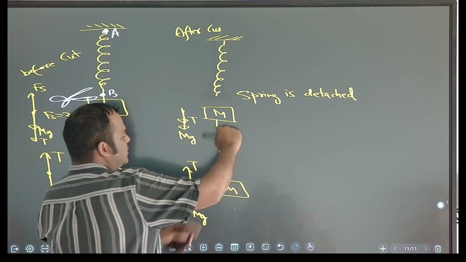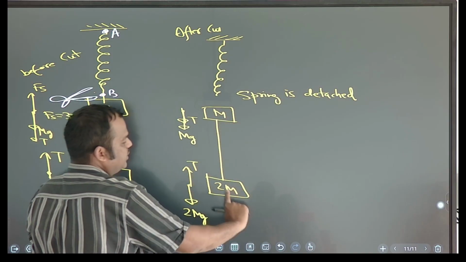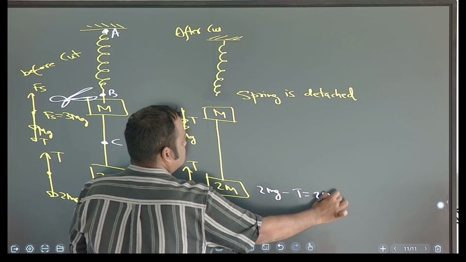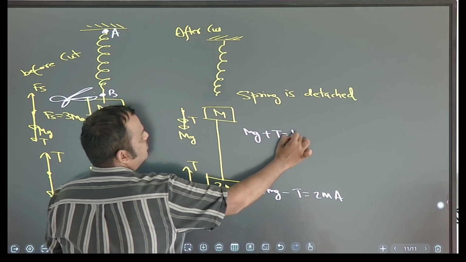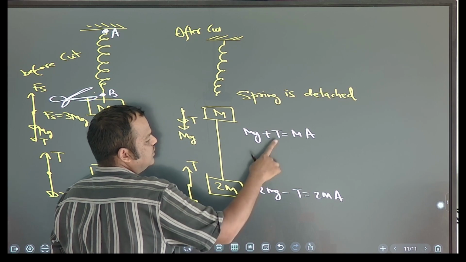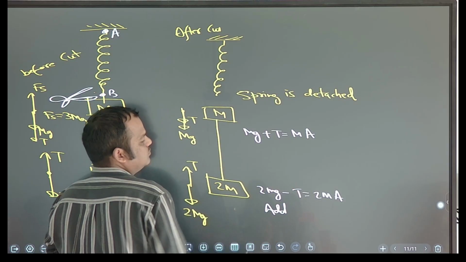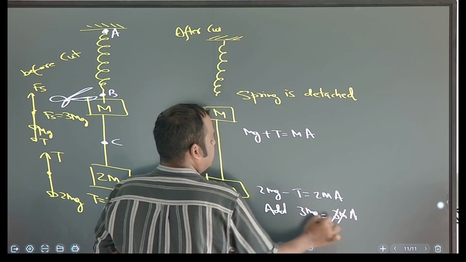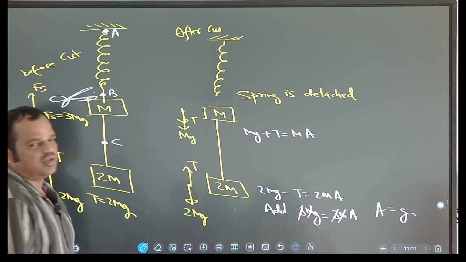So if we imagine the string is straight again, so same acceleration. So what do you write for this? 2 mg minus T is equal to 2 ma. For this, what do you write? Mg plus T is equal to ma. Now you add these. 3 mg is equal to 3 ma. 3m cancel. So what is the acceleration? g. So free fall.